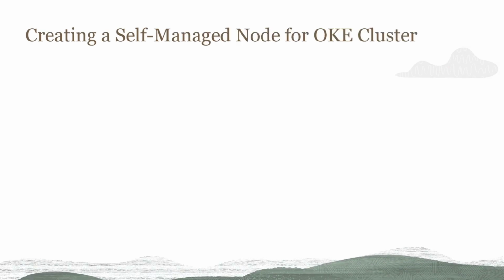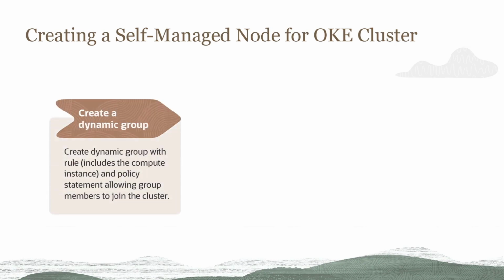Alright, let's jump into the good stuff, creating a self-managed node for your OKE cluster. And here's the game plan. First step is to create a dynamic group. We must generate a dynamic group inclusive of a rule that encompasses the compute instance and the policy statement, allowing group members to join the cluster.